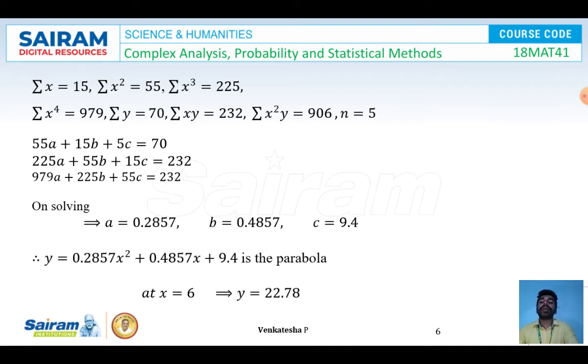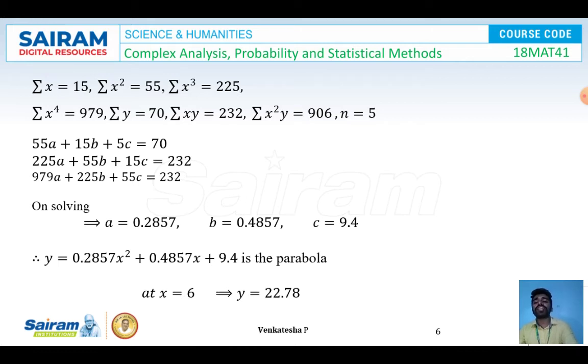Now replace all these values in the normal equations. I got 55a + 15b + 5c = 70, 225a + 55b + 15c = 232, 979a + 225b + 55c = 232. So now solve these equations. We can solve this in calculator also. Go for equation mode, take 3 unknowns, enter all the values and solve it.